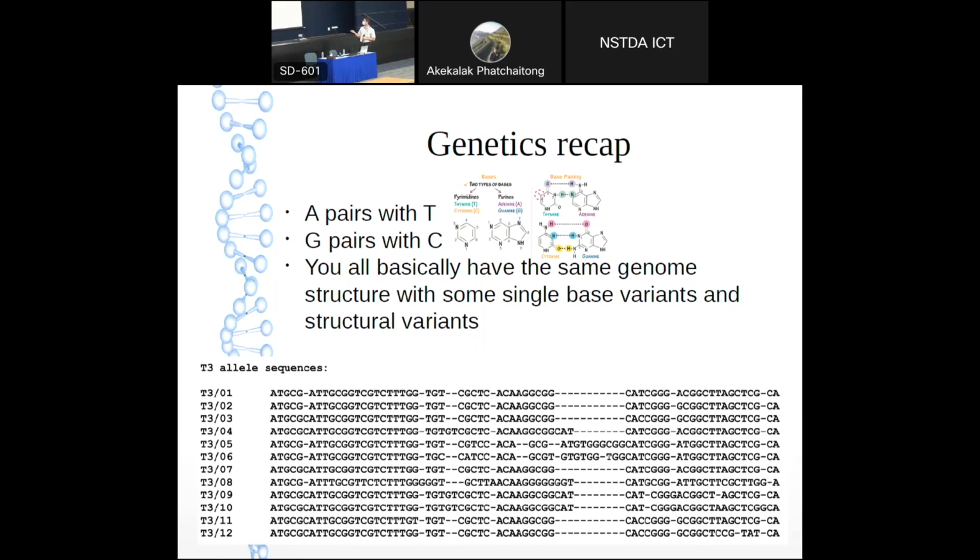Okay, so in this image here, each row represents one individual. And if you line up all of the sequence, you can see that it's basically the same with a few cases of variation. So you all basically have the same genome structure, and on top of that, there are some structural variations and single nucleotide polymorphisms, which gets covered in, I think, tomorrow.